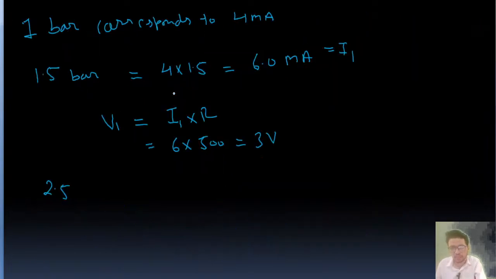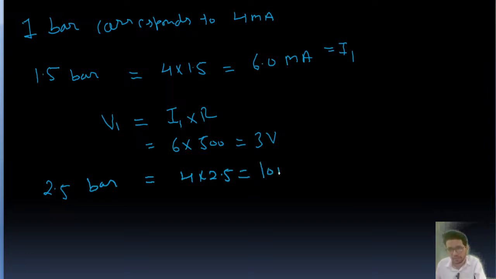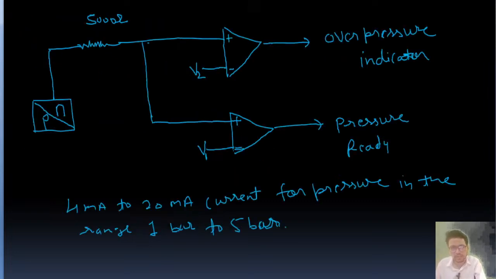So V1 we have got. For 2.5 bar, the current is going to be, for 1 bar it is 4 milliampere, so for 2.5 bar, 4 into 2.5, and that is going to be 10 milliampere. This is I2. So V2 is going to be I2 into R.